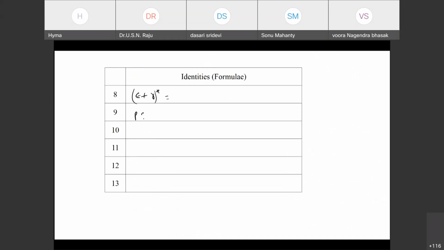Then P, Q star P equal to P star. Q star whole star equal to star.